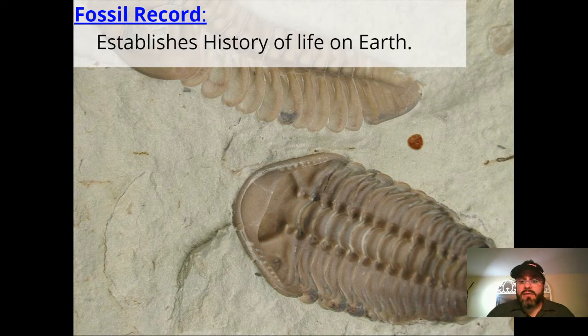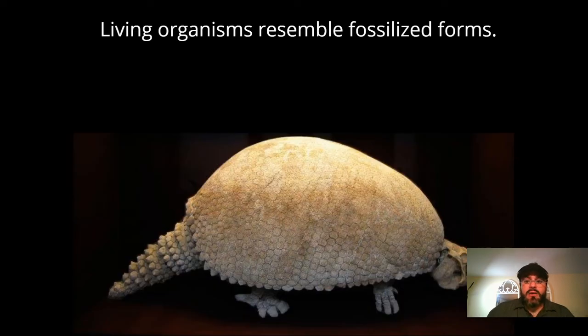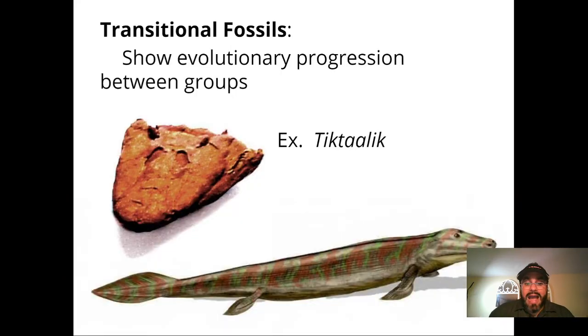Another evidential data group that is very strong is that we have a fossil record that is incredibly detailed. We have evidence of organisms that are no longer alive that roamed the earth. We also know that a lot of living organisms resemble fossilized organisms. So we have that. And then we also have transitional fossils.